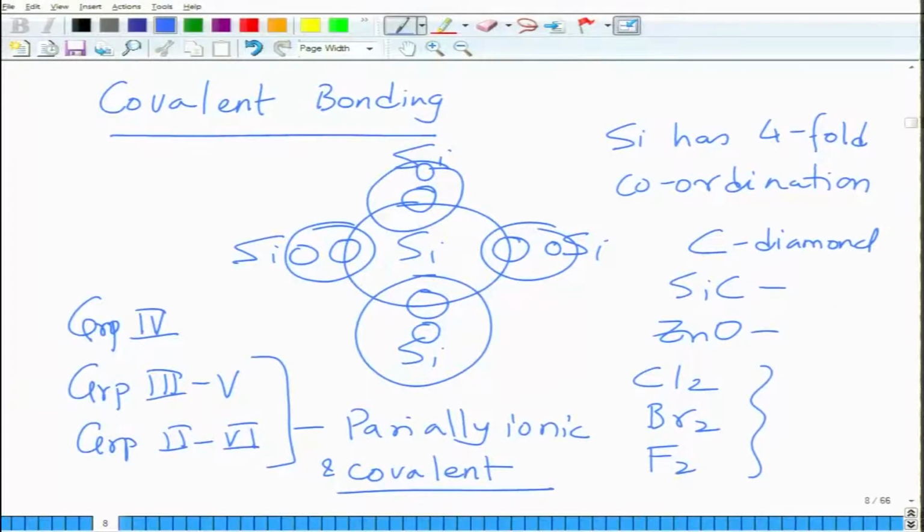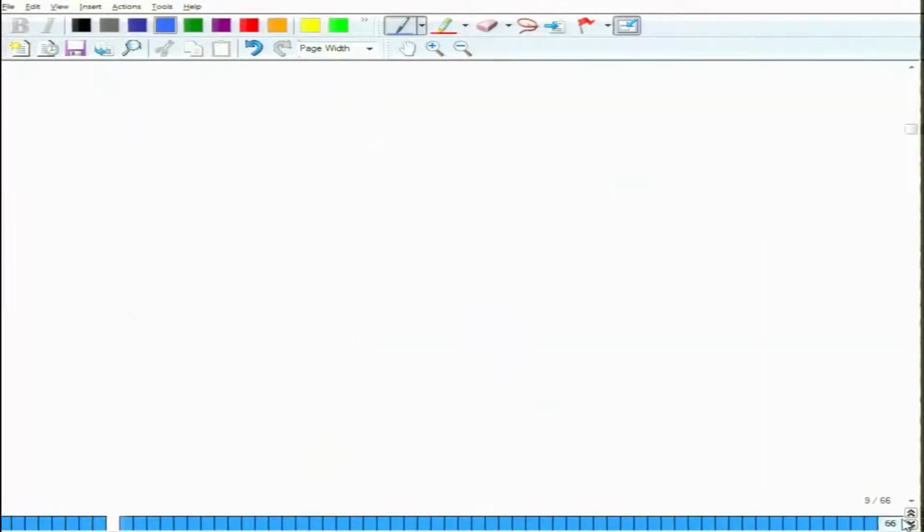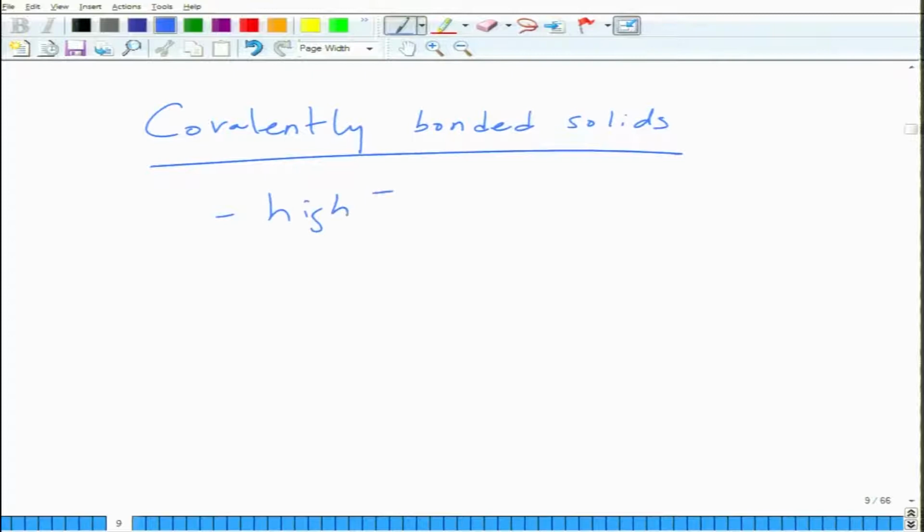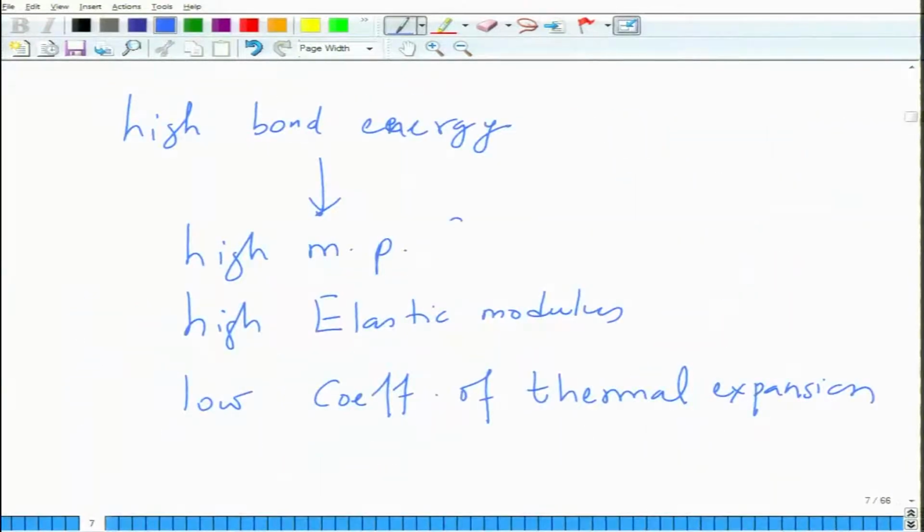Again they have similar characteristics, they have high bond energy, a covalent bond typically is characterized by high bond energy. As a result, covalent materials also have similar characteristics. Covalently bonded solids have high Tm, high E, which is basically elastic modulus, and low alpha, the coefficient of thermal expansion. Okay. I will also write in the previous slide Tm, E and alpha.